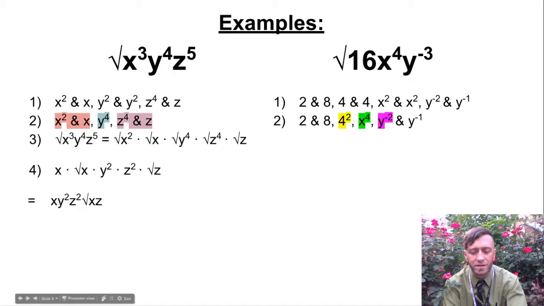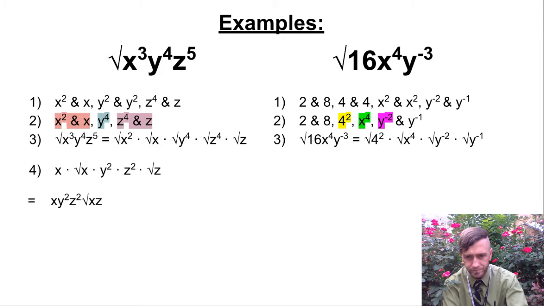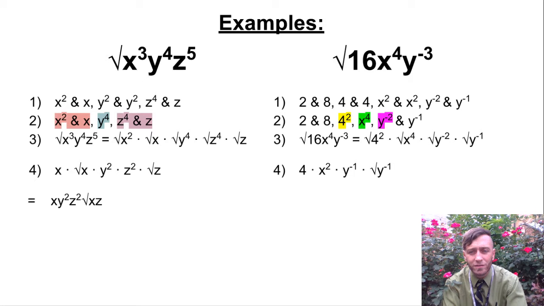And we break it out into a product of square roots. Square root of 4 squared times square root of x to the fourth, times square root of y to the negative 2, times square root of y to the negative 1. Find the square roots of the things we can. So I get 4 times x squared times y to the negative 1 times square root of y to the negative 1. Combine terms outside the radical, combine terms under the radical to get 4x squared y to the negative 1 times square root of y to the negative 1.